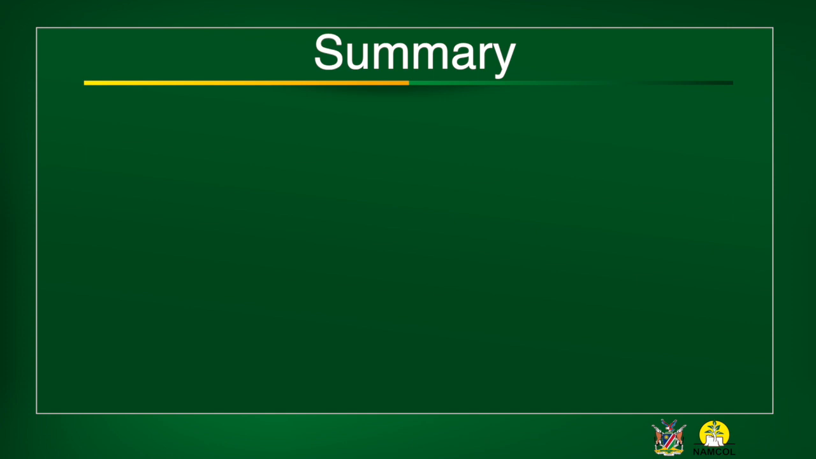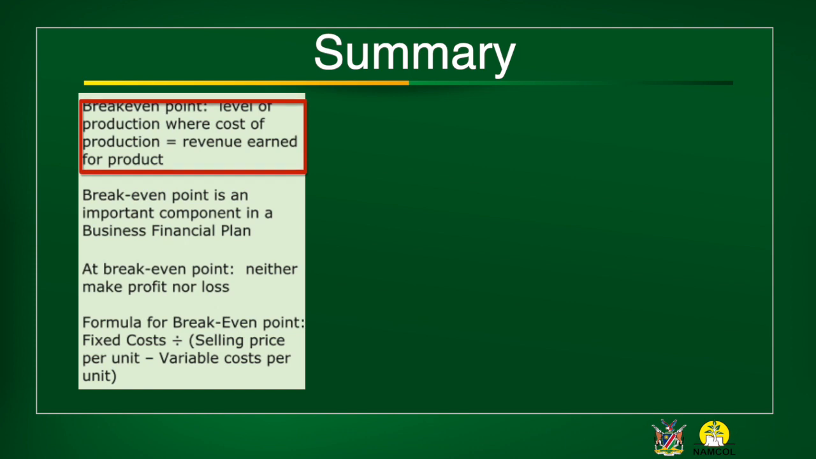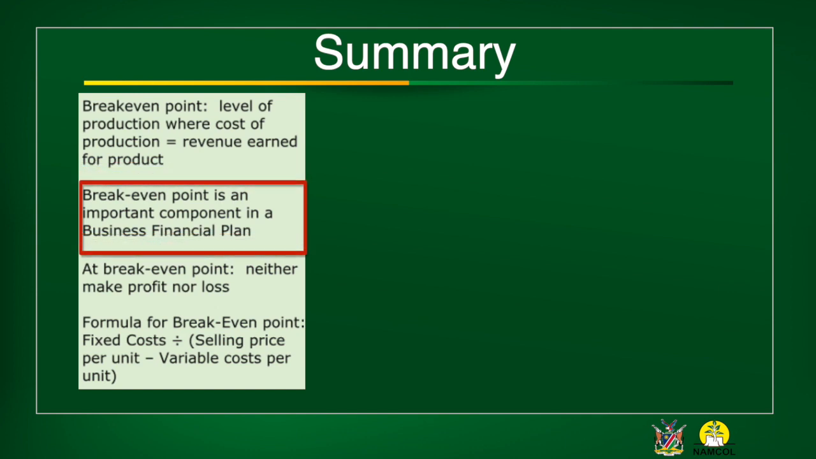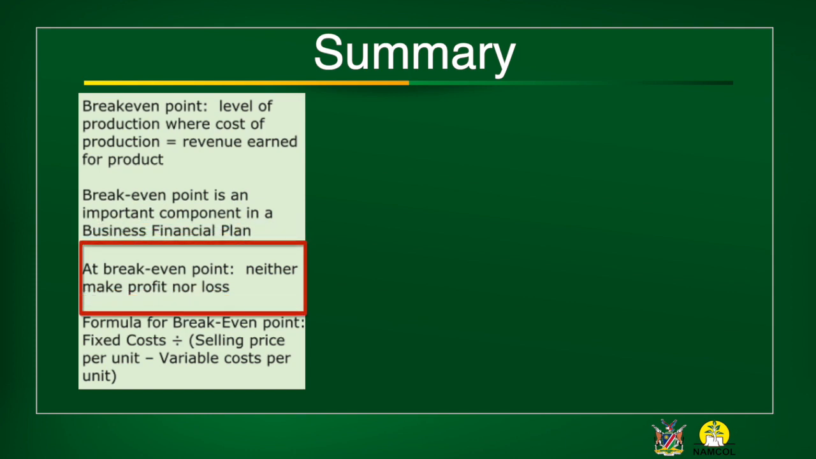Now, we know that you got these. But let's summarize so that you can order your notes. We have seen today that a break-even point is the level of production at which the cost of production equals to revenues earned for a product. By the way, the break-even point is an important component that should be shown in a business financial plan. At a break-even point, the enterprise will neither make a profit nor a loss.